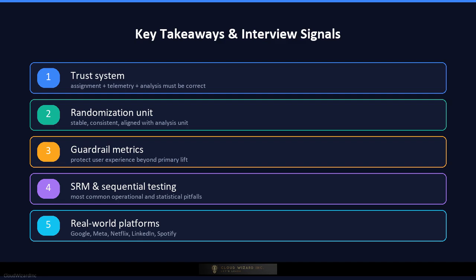Fourth, sample ratio mismatch and sequential testing are the two most common operational and statistical pitfalls, so be ready to discuss detection and correction. Fifth, mention real platforms and practices, such as Google's overlapping experiment infrastructure, Meta's Planout and Experimentation Console, Netflix's sequential testing, and LinkedIn's stratification and counterfactual models. If you can walk through this system with these 5 points, you will signal strong senior-level design thinking.